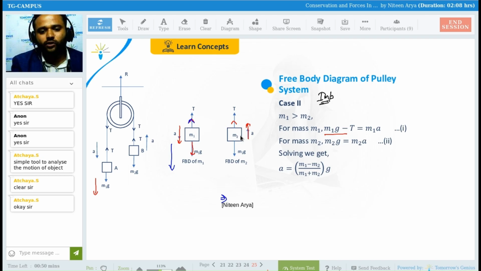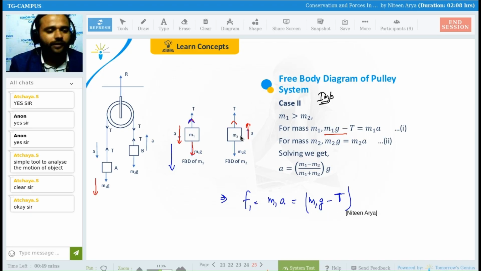So the net force on mass m1 is F1, that is m1a, which is nothing but m1g, whatever the mass of this, minus the tension force. Whatever the tension force is going to be applied, we need to subtract that, because the tension force is going to be in the upward direction. Clear?